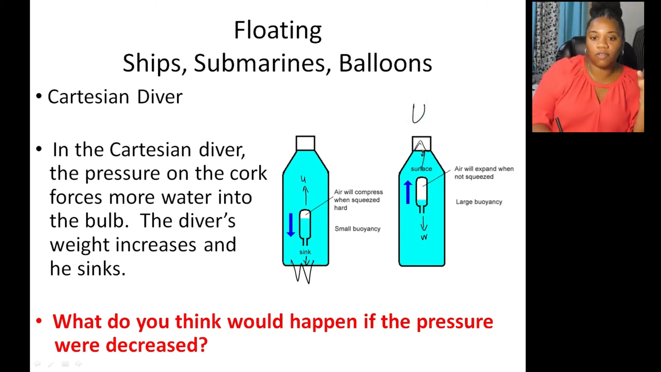Well, we went under that fancy twizzle. Anyway, what do you think would happen if pressure is decreased? Well, yeah, water will shoot out from inside of that, and it will shoot up to the top.